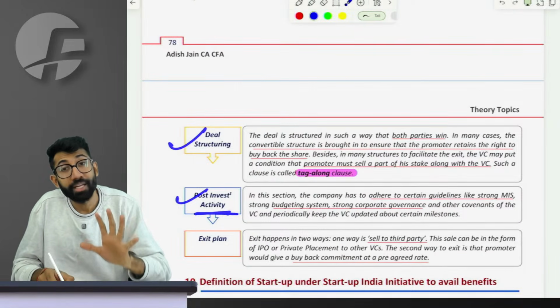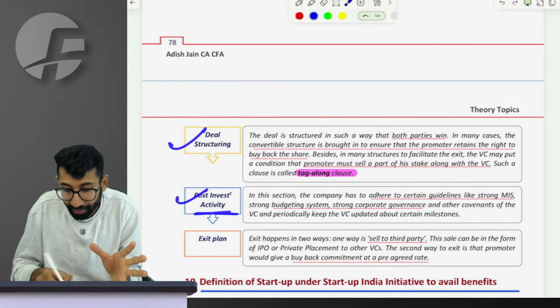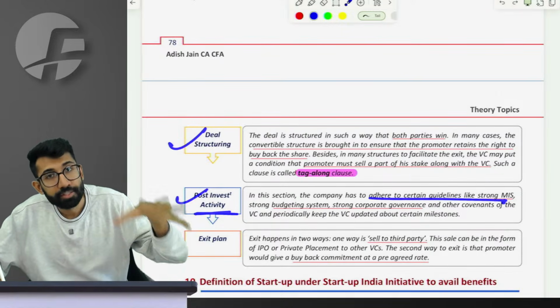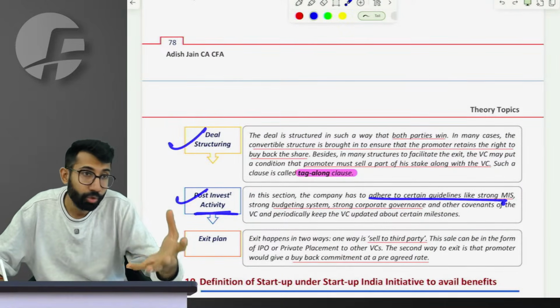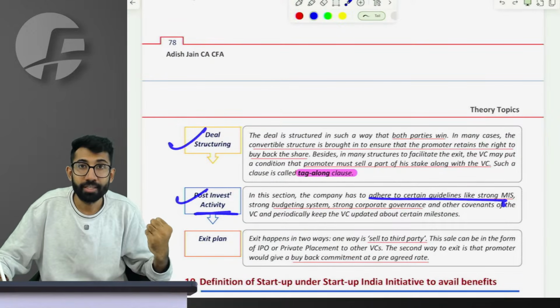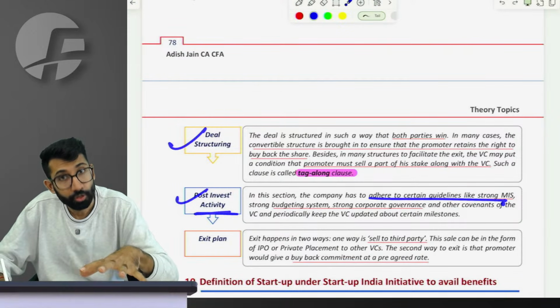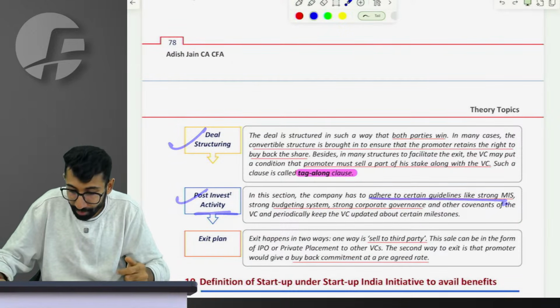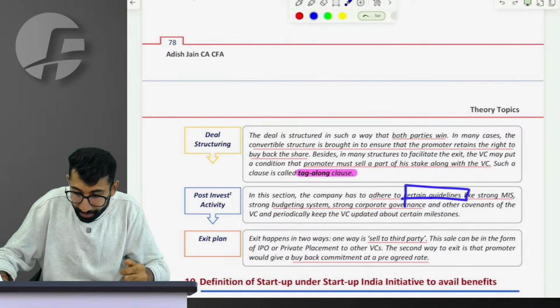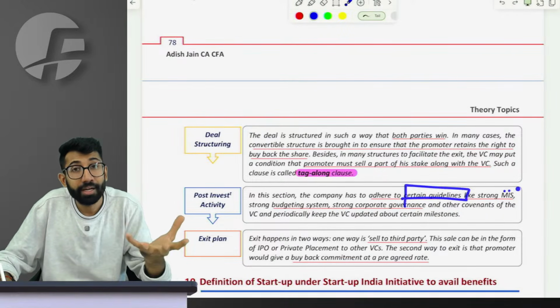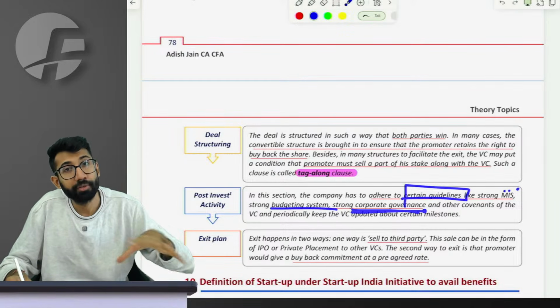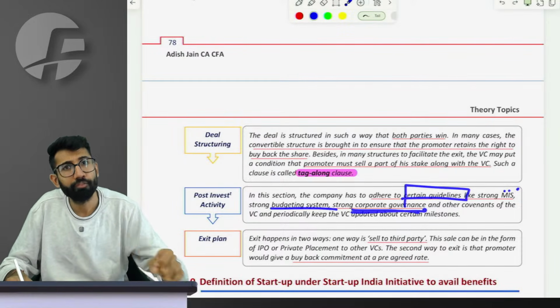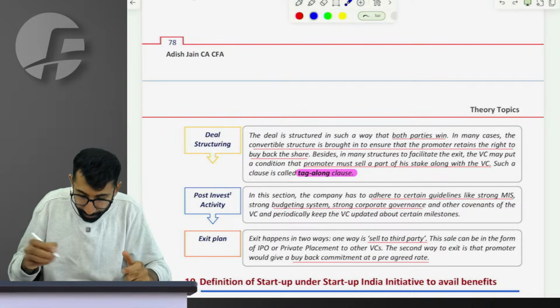Then after the money has been given, comes the post investment activity, which means: is the startup able to achieve the targets? Is the startup able to give the monthly reports to the VC? There is pressure on the startups to deliver the results and achieve the targets. So there are certain guidelines, like MIS creating the reporting systems, following the budgeting system, corporate governance, transparency, auditing, reviewing, everything is there, sir.